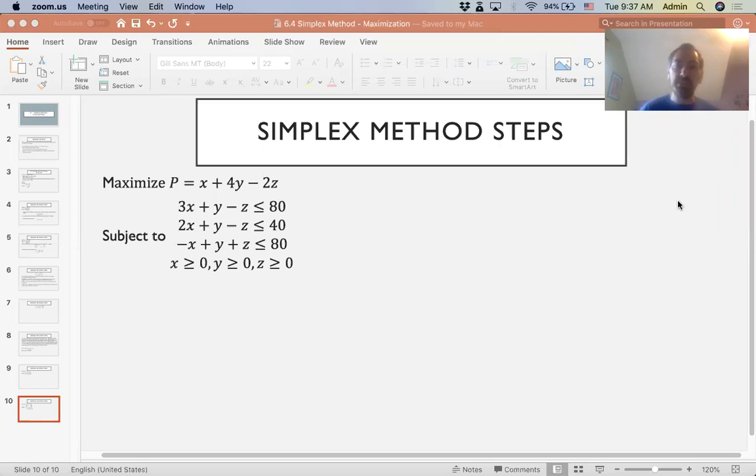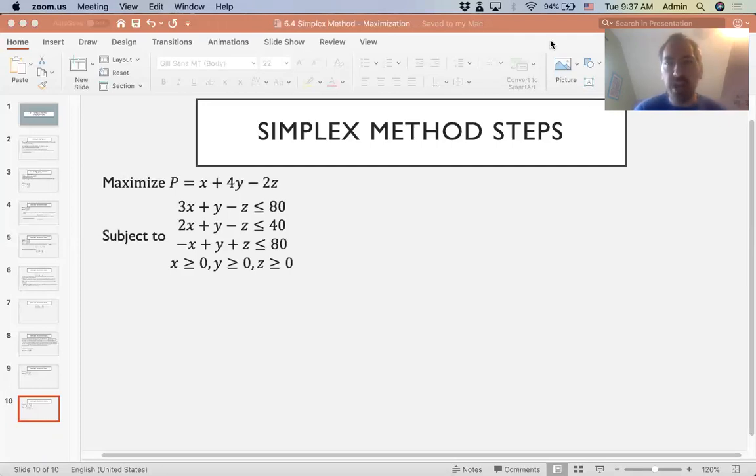So we've seen how the simplex method works in two variables, but we said the main benefit of the simplex method is when we have three or more variables. So let's look at an example where we have three variables. We're maximizing the profit function x plus 4y minus 2z. The constraints are 3x plus y minus z less than or equal to 80, 2x plus y minus z less than or equal to 40, negative x plus y plus z less than or equal to 80, and of course our typical constraints: x, y, and z must be greater than or equal to 0.